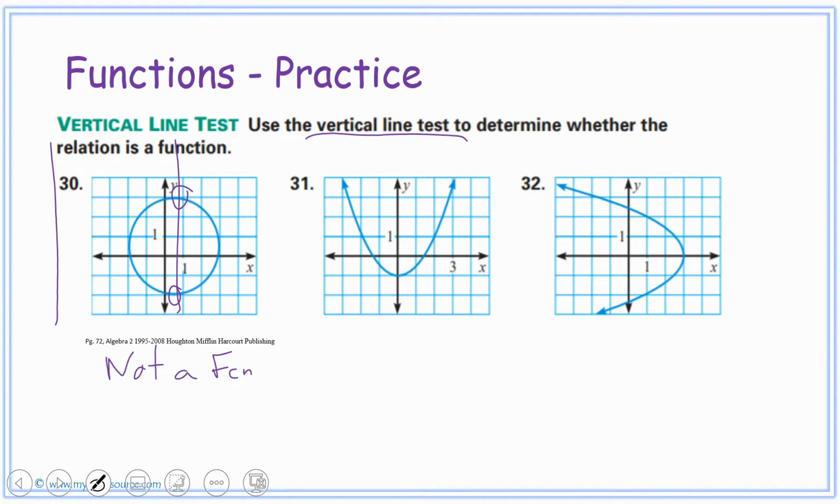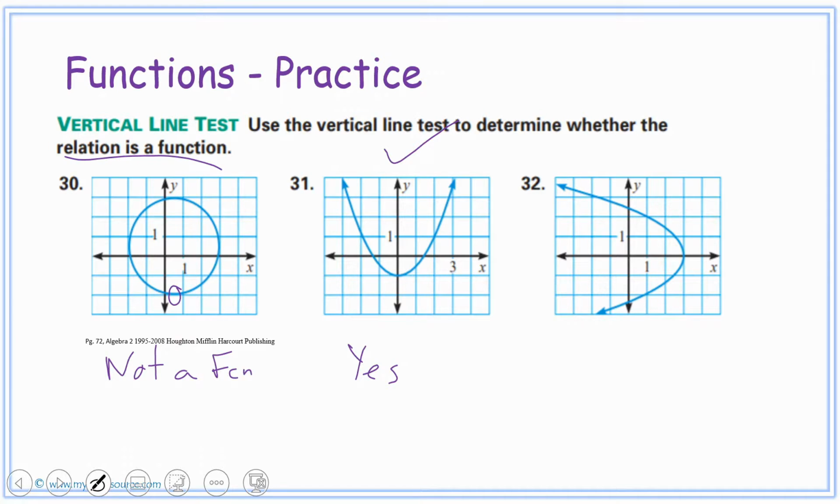How about this one, number 31? Would this one be a function? If you said yes, you are correct. This is a function because any line that you try to draw through there will only touch that graph at 1 point. And so we know that this one is a function. So I'm just going to put yes instead of writing out a lot. So this one is a function.